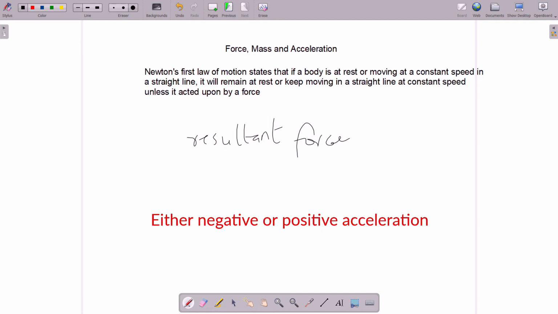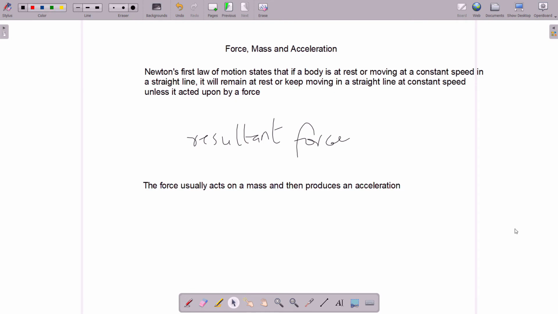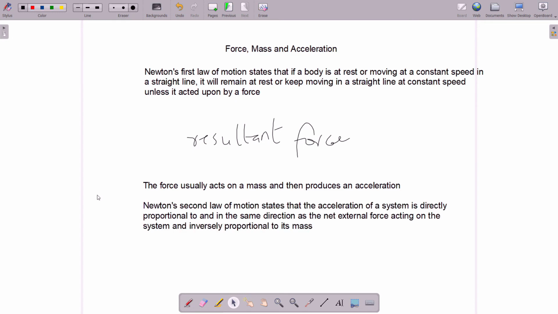Now, this relationship between force acting on the mass, which can cause it to accelerate, also brings about Newton's second law of motion. So the force usually acts on the mass and then produces acceleration. Newton's second law of motion states that the acceleration of a system is directly proportional to, and in the same direction as, the net external force acting on the system and inversely proportional to its mass.